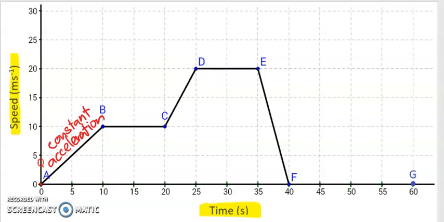Okay, for section B to C, we have a straight line, a horizontal straight line. Now notice that at all points on this line, their speed remains at 10 meters per second. So they're staying at 10 meters per second, they're traveling at constant speed.